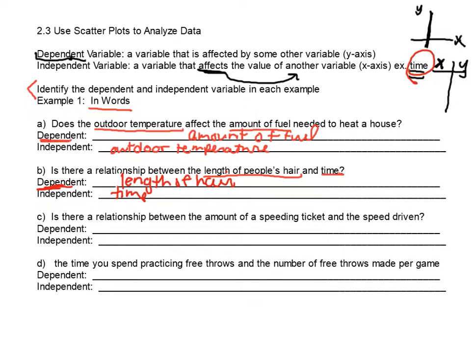C, is there a relationship between the amount of a speeding ticket, so the cost, and the speed driven? Well, yeah, the amount is obviously going to depend on the speed. The more you speed, the greater the amount's going to be. And D, the time you spend practicing free throws, so in basketball, and the number of free throws made. So your made free throws, FT, is going to depend on how much you practice.